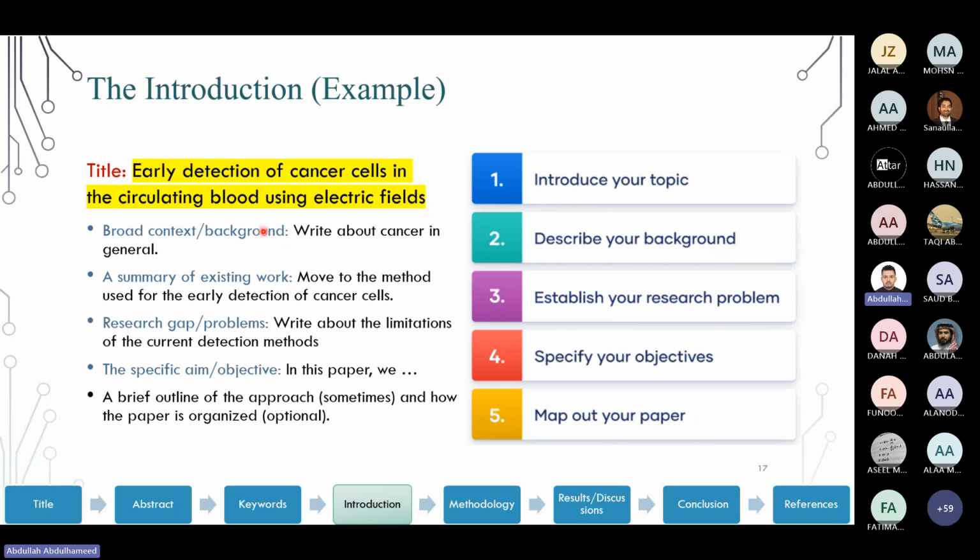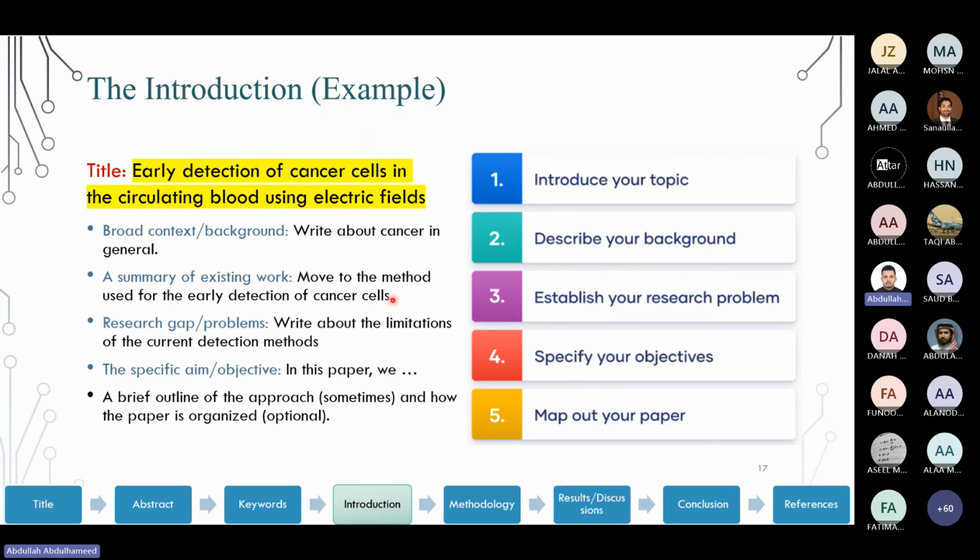In the following paragraph, the second paragraph, it should be more specific. In the second paragraph, I will mention only detection, or more specifically, early detection. So in the second, describe your background. Now I will focus more on the background. I will go into the methods used for early detection of cancer cells. For example, first paragraph, general about cancer. Second paragraph, more specific on how we detect the cancer cells early. So this will be the second paragraph.